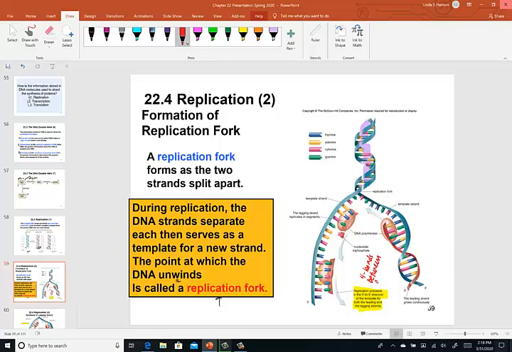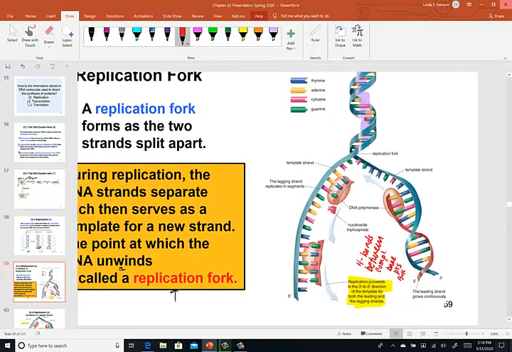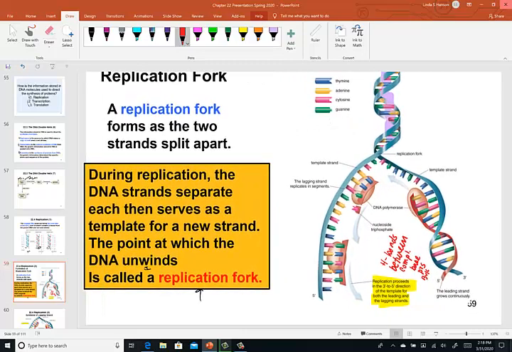Hydrogen bonds between the complementary base pairs have broken, and what you see is that it has now unzipped. When the two strands unzip, a process called replication begins. Replication proceeds from the 3' to the 5' end, the direction of the template for both the leading and the lagging strands.